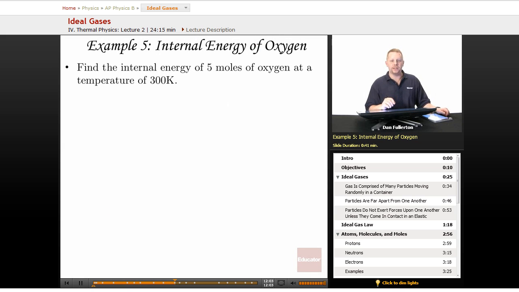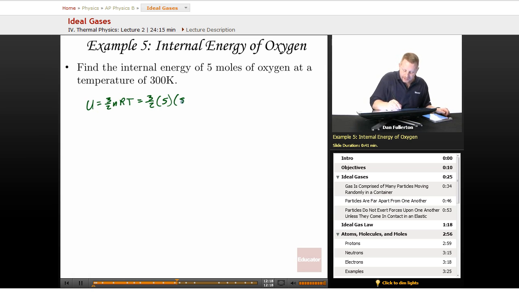Find the internal energy of 5 moles of oxygen at a temperature of 300 kelvins. U equals 3/2 nRT. So that's 3/2 times 5 moles times our ideal gas constant, our universal gas constant, 8.31, times 300 K, or about 18,700 joules, or 18.7 kilojoules.